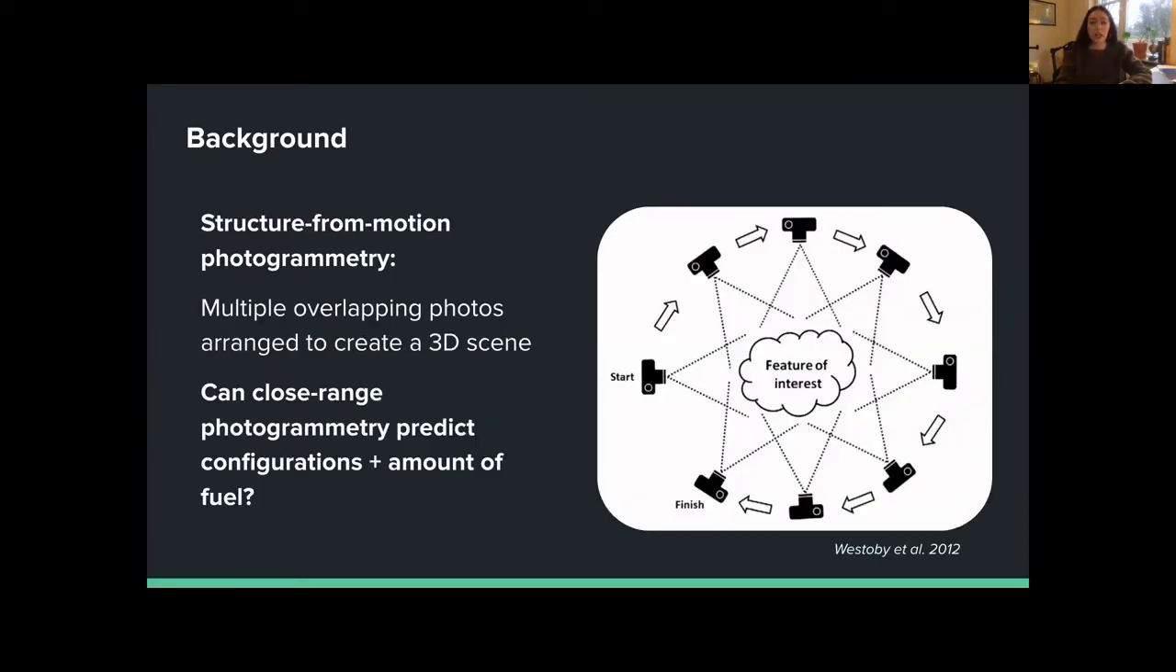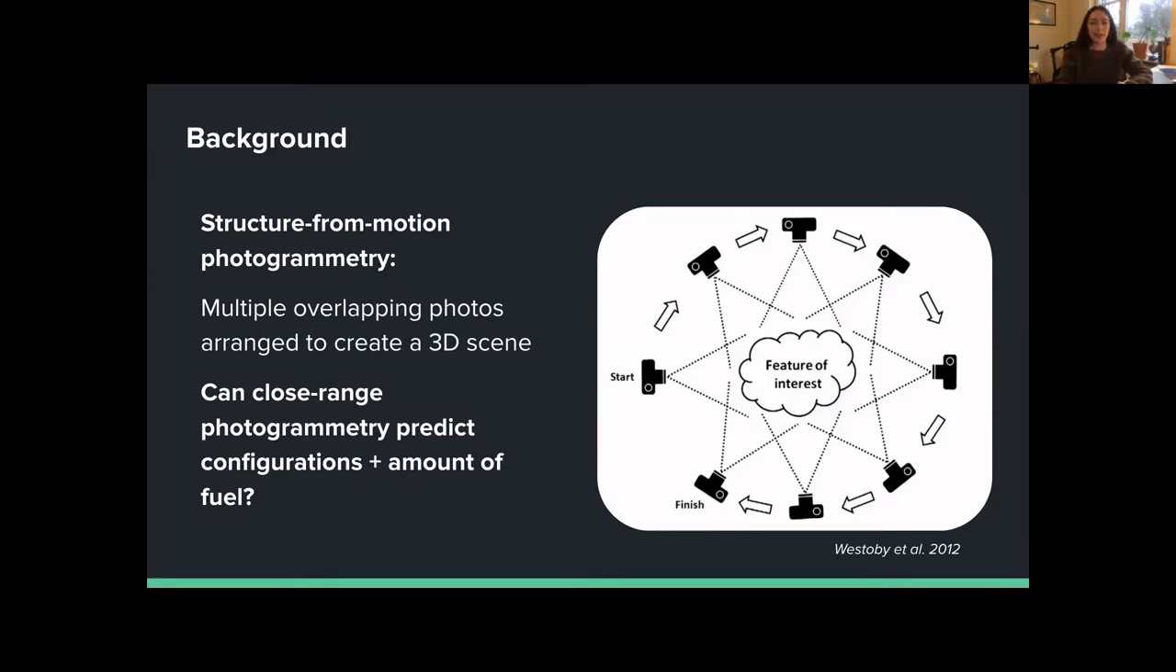But photogrammetry, also called structure from motion photogrammetry, has shown promise as a more affordable, more accessible method of generating these 3D point cloud models that can be segmented and analyzed in similar ways to TLS. If you're unfamiliar with photogrammetry, it's essentially a process where multiple overlapping photos taken from different viewpoints of the same object or area of interest are stitched together to form a 3D scene represented as a point cloud.